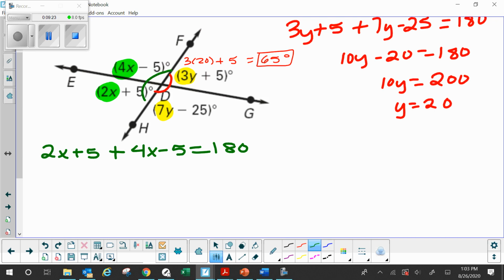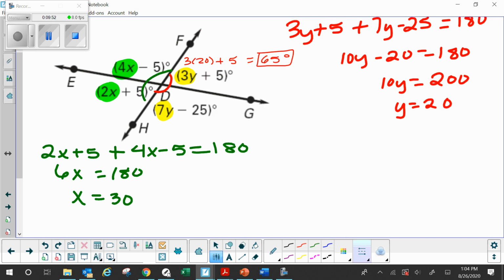So what's 2x plus 4x? Six x. Okay, you were multiplying. All right, what's 5 minus 5? It's nothing. It's 0. And then divide by 6. X is 30. So then we can go back in and plug in 30 for x.